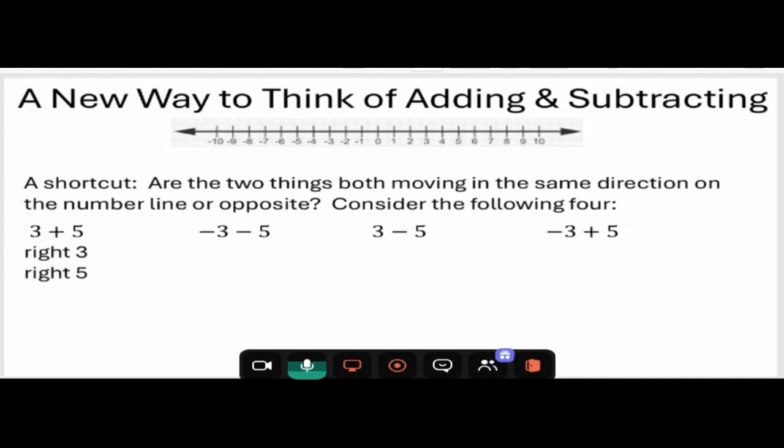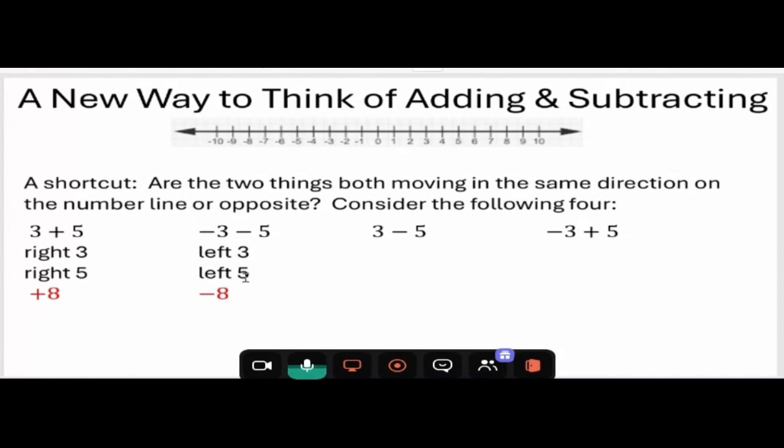So let's look at these really simple examples. 3 plus 5, that says go 3 to the right and then another 5 to the right. Negative 3 minus 5 says go 3 to the left and then another 5 to the left. Now notice in both cases we get an answer of 8. It's just that one is positive and one is negative. In other words, in both cases we added: 3 plus 5 is 8. Why? Because they're both moving in the same direction. These ones are both moving right, so you add them together.